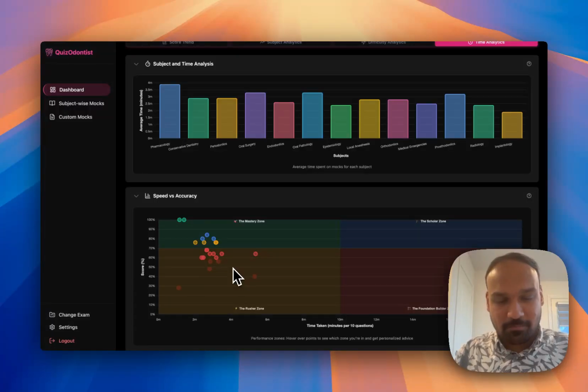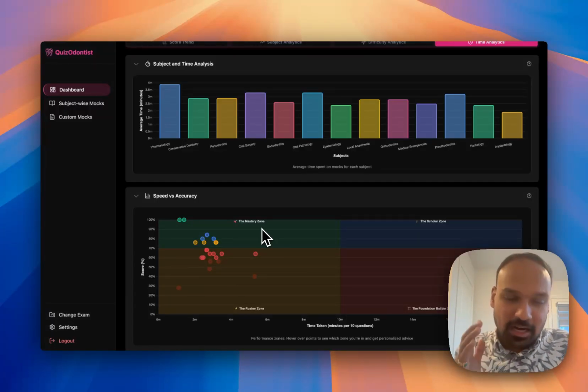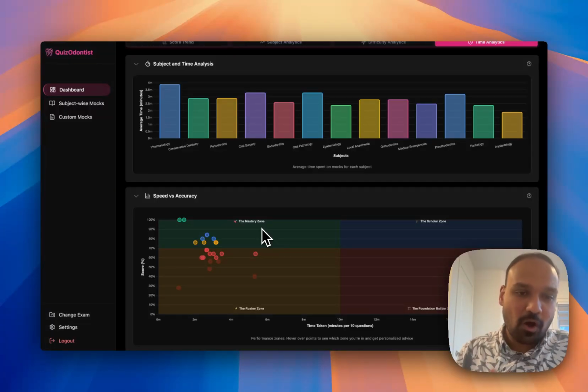And when you find that perfect balance between accuracy and speed, you land in the mastery zone. This is the ultimate goal. Your knowledge is fluent and your pacing is perfect. This is what exam day confidence looks like. And you would want all your attempts to be in this zone.